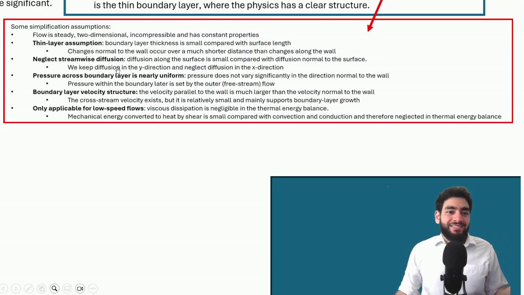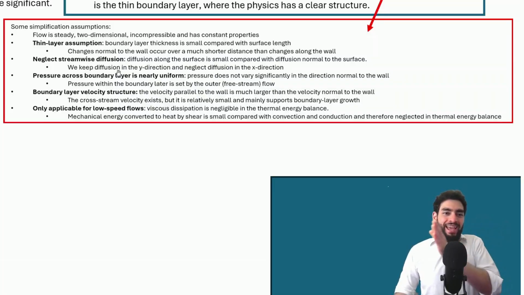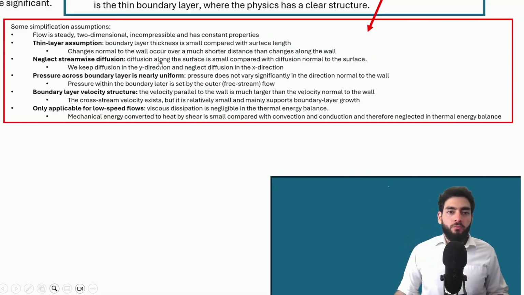We can neglect streamwise diffusion, and streamwise diffusion is essentially diffusion in the x direction, which is diffusion along the advection, along the bulk motion. So diffusion along the surface is small compared with diffusion normal to the surface. We keep diffusion in the y direction and essentially neglect diffusion in the x direction.